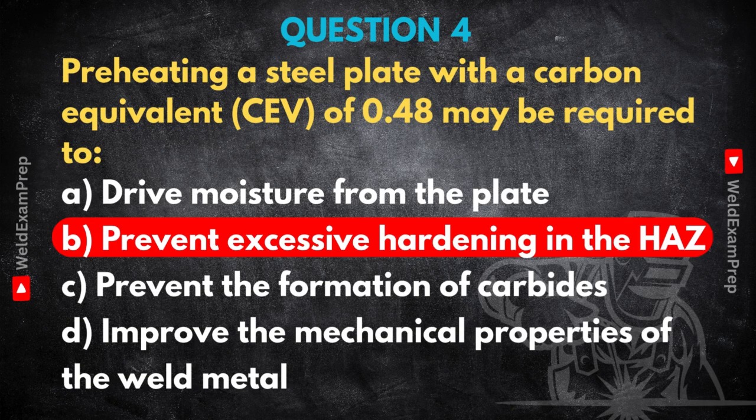Preheating tackles this directly. By warming the plate before welding, you slow down the cooling rate after welding significantly. That slower cooling gives the microstructure more time to form more desirable, tougher structures rather than the brittle ones. It avoids that excessive hardening. Now, option A, driving off moisture, preheating does help with that, and that's important for preventing hydrogen cracking, especially with higher CEV steels. But the primary metallurgical reason for preheating at a CEV like 0.48 is definitely to control the cooling rate and prevent that HAZ hardening.